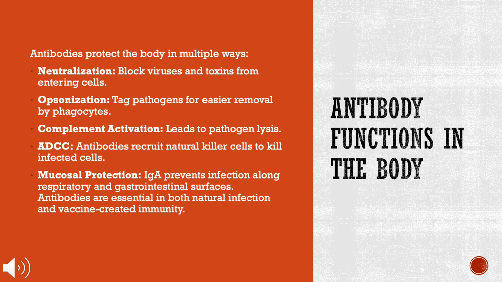Antibodies perform several critical tasks in defending the body. They can neutralize viruses and toxins, preventing them from entering our cells. They can coat pathogens to make them easier for phagocytes to ingest and destroy. Antibodies can also activate the complement system, which leads to the breakdown of bacterial cells. Some antibodies work with natural killer cells to destroy infected cells in a process called antibody-dependent cellular cytotoxicity. Finally, IgA antibodies protect mucosal surfaces such as the respiratory and digestive tracts.